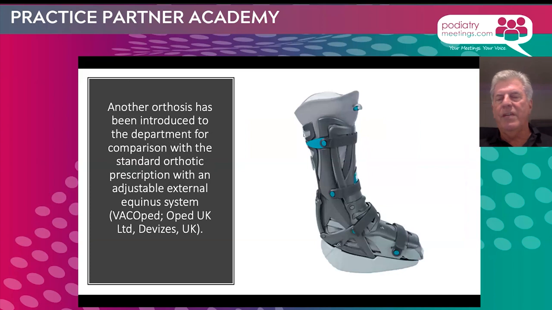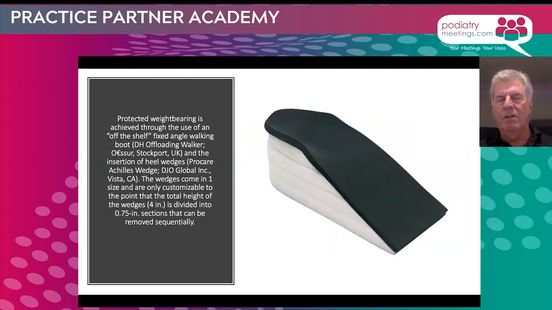One of the orthoses is the adjustable platform cam boot, in this case, the Vacoped boot, which is very popular in Europe and can be calibrated and plantar flexed to 30 degrees. The other choice was to put them in a fixed walking boot with a stack of heel wedges. In this case, they were from DJO, Donjoy Orthopedic. And these wedges come in 3/4-inch increments stacked up on top of each other to a total height of up to 4 inches.